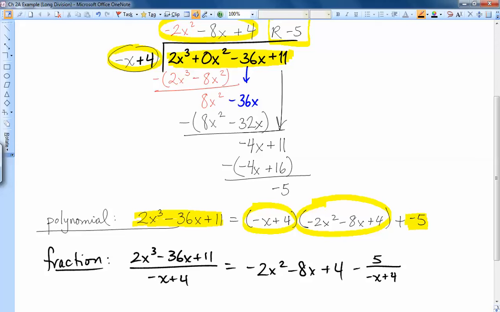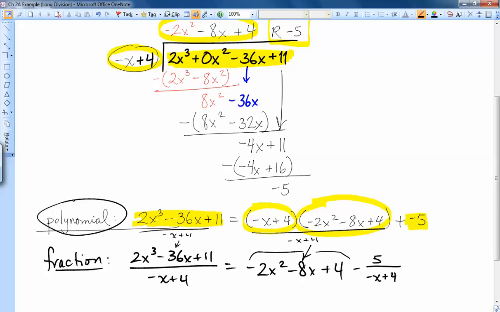Now the way to think about that is just imagine you took the polynomial form and divided everything by negative x plus 4. So if I divide this by negative x plus 4, I get what's right below it. If I divide this by negative x plus 4, the negative x plus 4's cancel, and I'm left with this part right here. And then I've got to divide this by negative x plus 4, and I get that term right there. Okay, hope that helps.